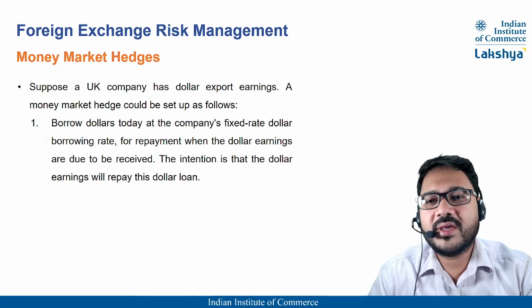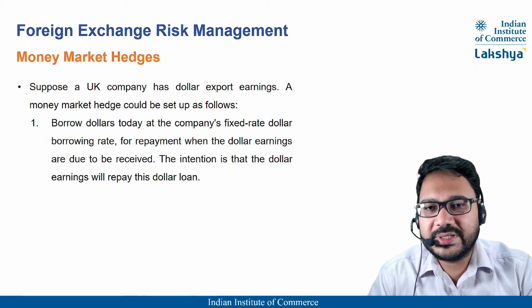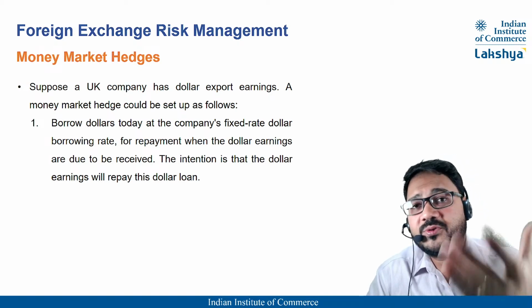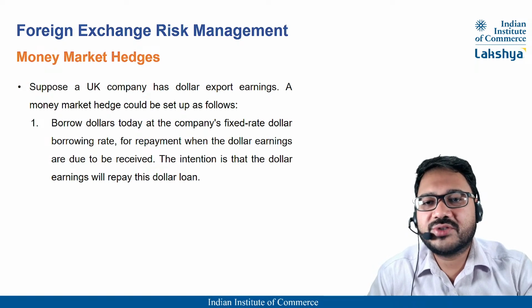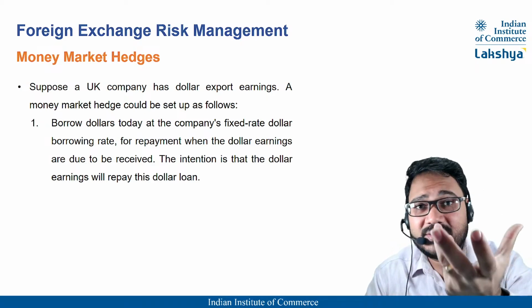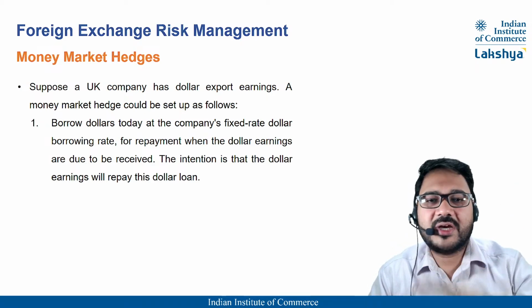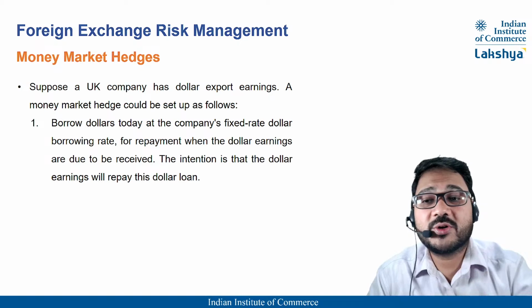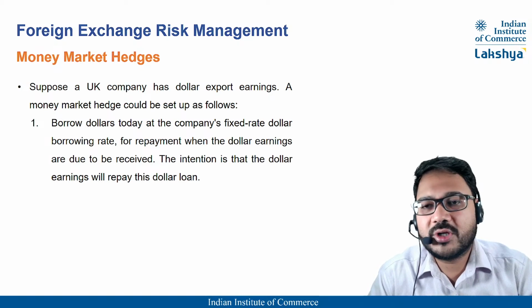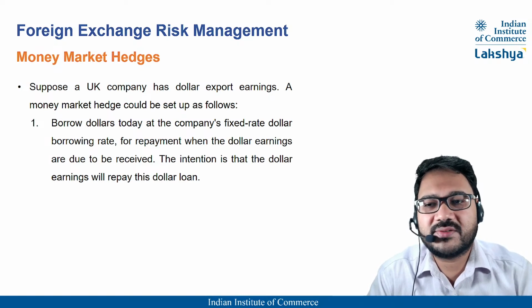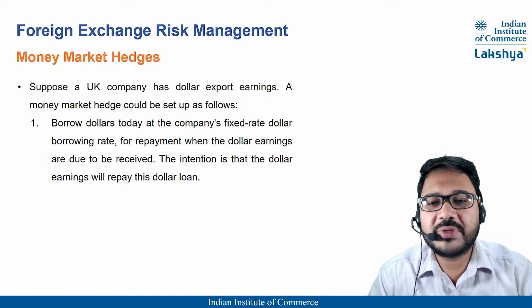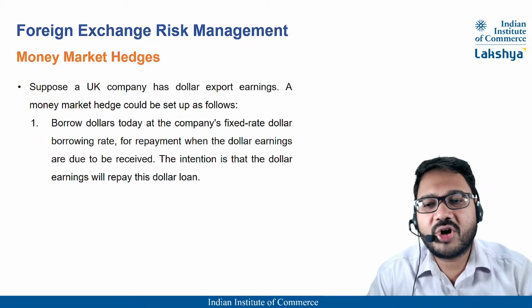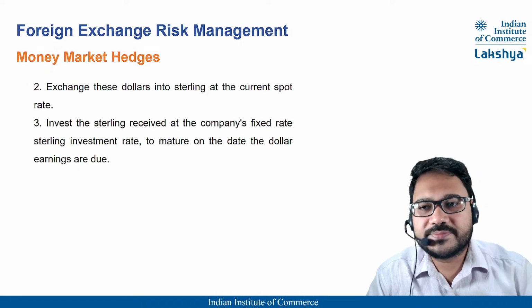Suppose a UK company has a dollar export earning. That means it's going to create an asset in the future. The money market hedge would be set up as follows. Since an asset is going to be created, we are going to balance it out by creating a liability. That is, we are going to borrow dollars today at the company's fixed rate dollar borrowing rate for repayment when the dollar earnings are due to be received. The intention is that the dollar earnings will repay this dollar loan.